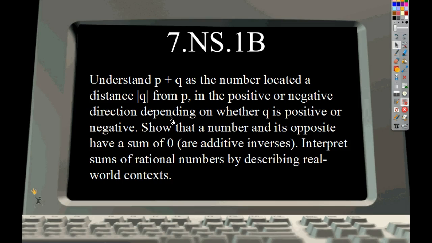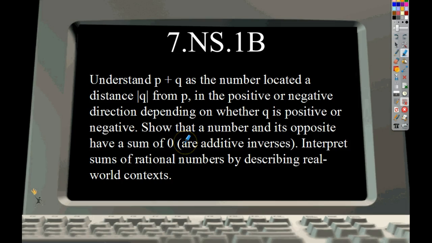Show that a number and its opposite have a sum of 0. We've already started talking about that. Those are called additive inverses, okay? Things that add up to 0. In fact, that's what I want you to do. I want you to write down this one, right?